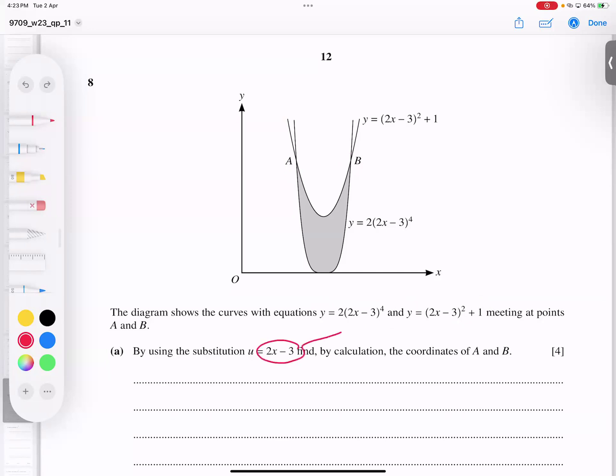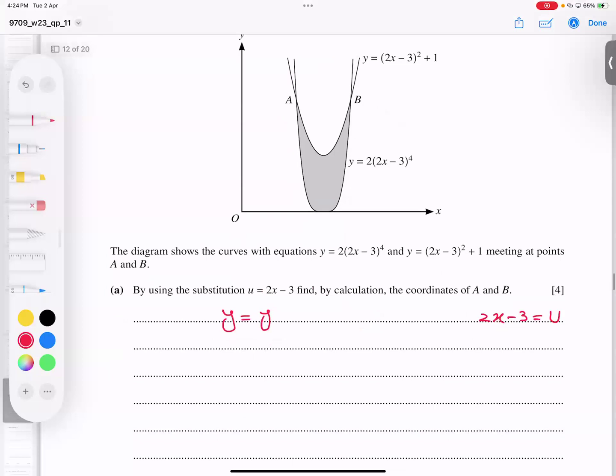Luckily, he has given this because they are the same. That is why I said take it equal to u, okay? Even if it is not mentioned, you can take it as a u, or you can take any variable, okay? So I'm taking 2x minus 3 is equal to u, and put y and y equal to each other.